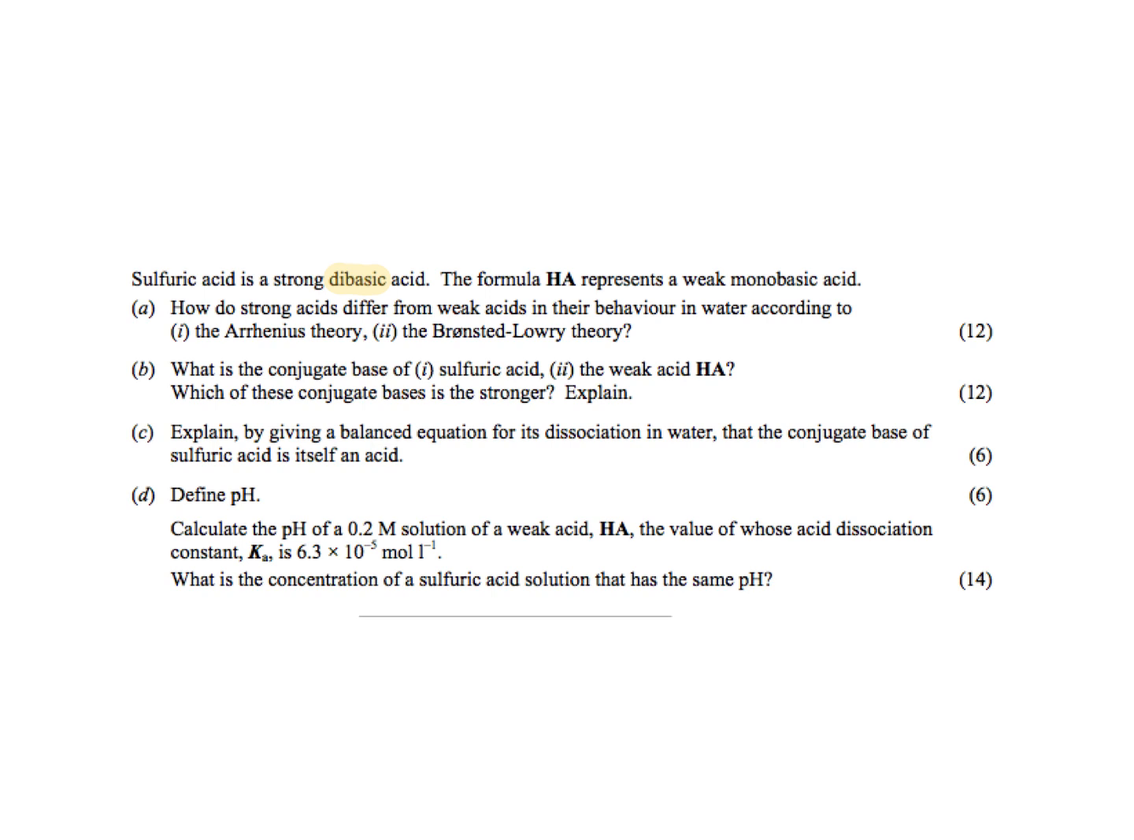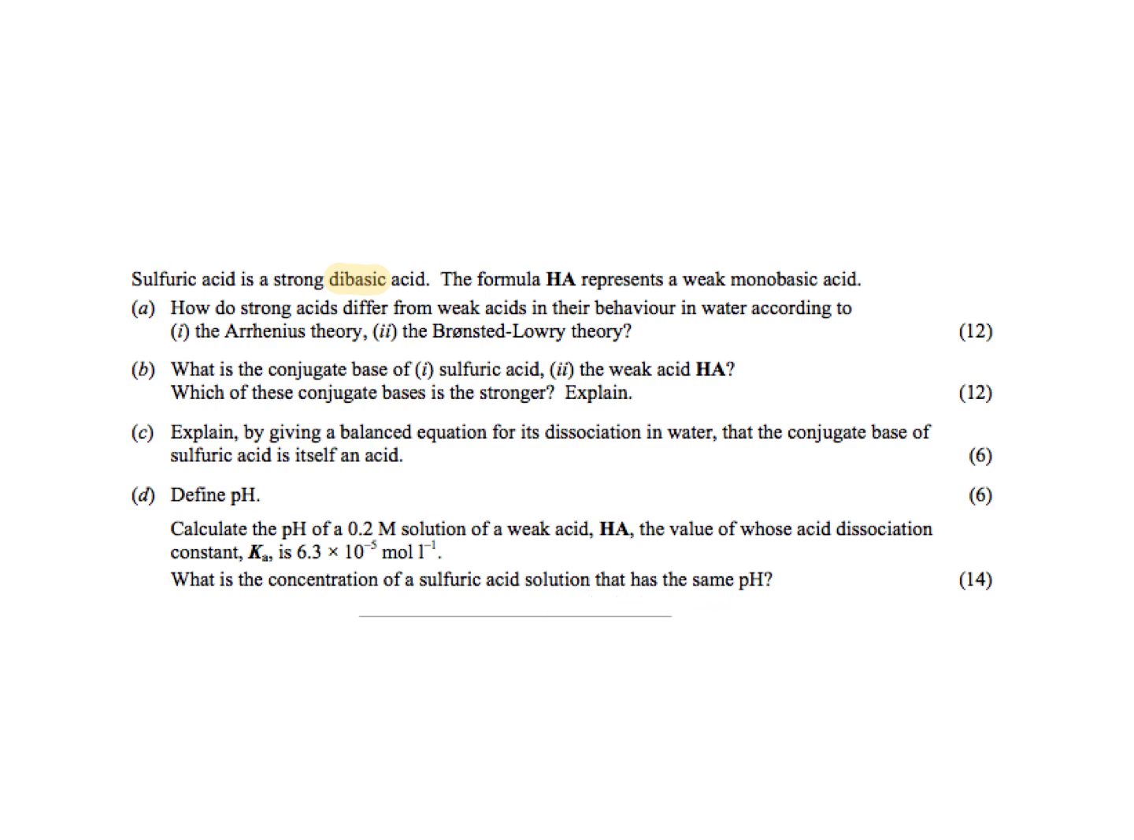The one that we're most interested in is part D, and it's worth 20 marks, so 20 out of 50. The calculation and the content on pH was worth 40% of this paper. So it asks you to define pH, and then it asks you to calculate the pH of a 0.2 molar solution of a weak acid whose acid dissociation constant is 6.3 by 10 to the power minus 5. And then it asks you what is the concentration of a sulfuric acid solution that has the same pH.